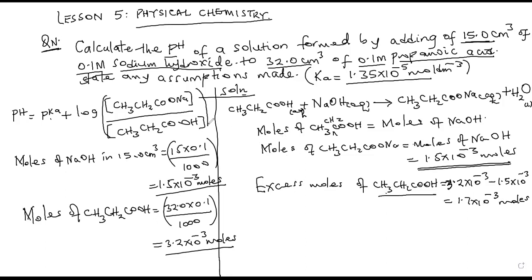The sodium hydroxide reacted with the propanoic acid to form sodium propanoate. As that reaction was taking place, you realize that the moles of propanoic acid reacting are equal to the moles of sodium hydroxide, and the moles of sodium hydroxide are 1.5. So if I want the excess moles of propanoic acid, I will take 3.2, the original, minus the ones from the mole ratio, which is 1.5. So the excess moles of propanoic acid are 3.2 minus 1.5, which will give us this.